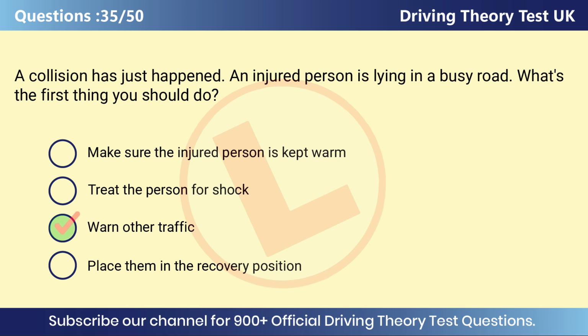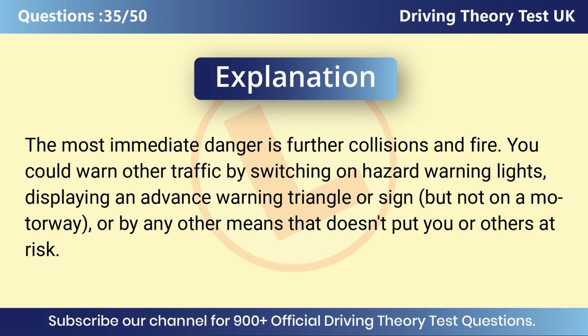C. Warn other traffic. The most immediate danger is further collisions and fire. You could warn other traffic by switching on hazard warning lights, displaying an advance warning triangle or sign, but not on a motorway, or by any other means that doesn't put you or others at risk.